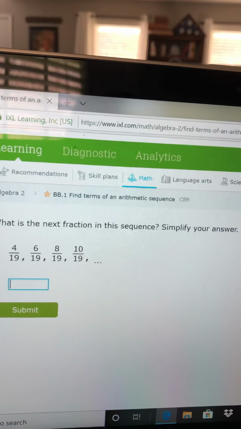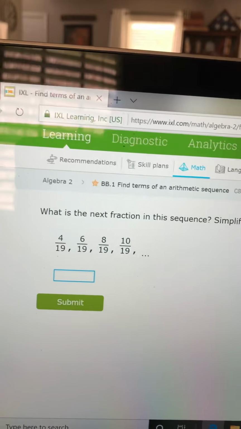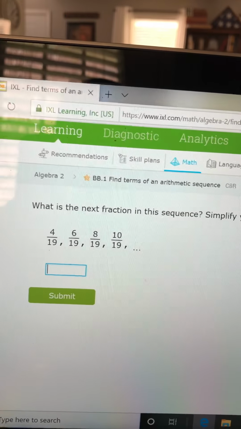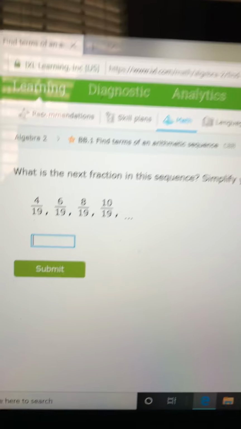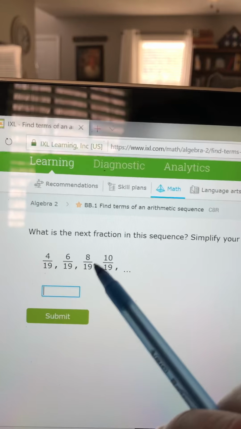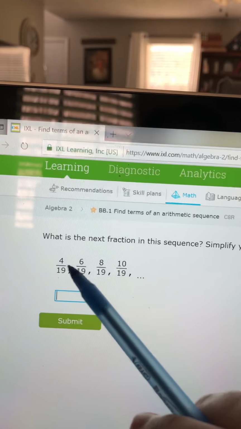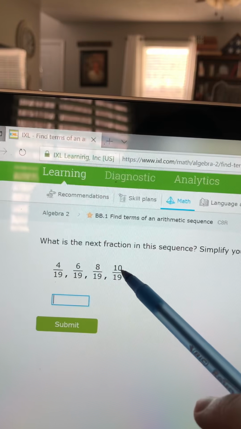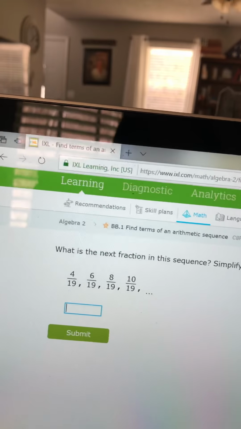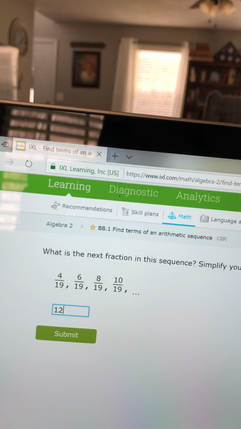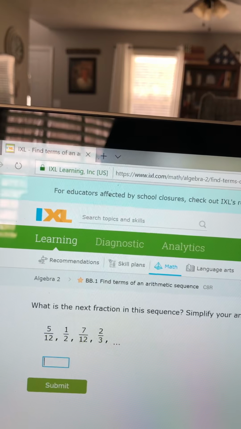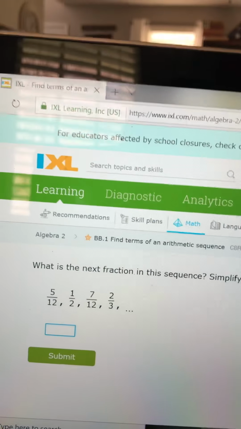Okay, here's a fraction. So what is the next fraction in this sequence? I think we could do this one without the calculator. The 19 stays the same because the 19 is the common denominator. So 4, 5, 6, it went up by 2. So 10 needs to go up by 2. So this should be 12 over 19.